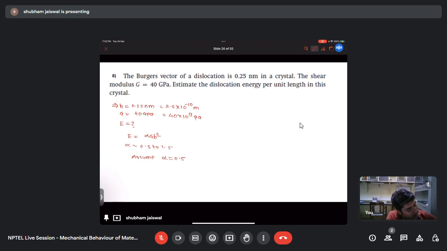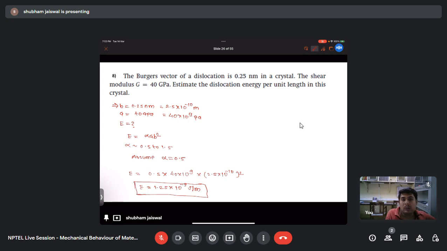So here E is equal to 0.5 into G, which is 40 into 10 to the power 9, into B square, which is (2.5 into 10 to the power minus 10) whole square. So E comes out to be 1.25 into 10 to the power minus 9 joule per meter. So this is the dislocation energy per unit length.